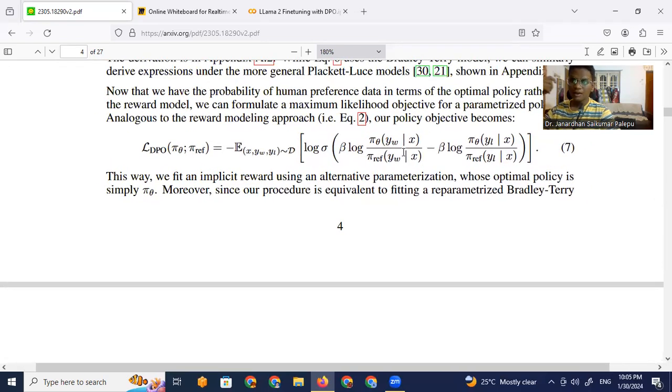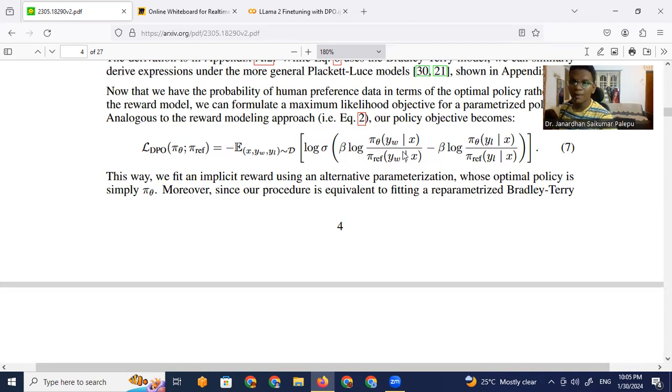And how do we increase that? We have the probability of YW, the preferred answer. In the data set, we are going to have the preferred answer and the rejected answer. So we get the probability of the preferred answer from our model and divide it by pi ref of YW. Pi ref corresponds to the original model. Again, we are making sure the model doesn't diverge too much.